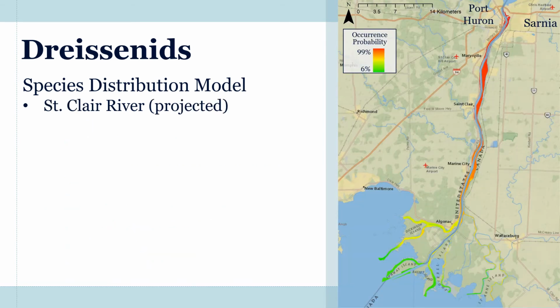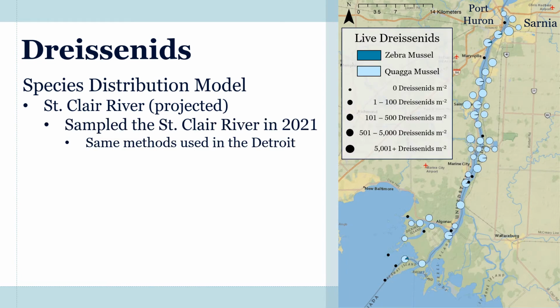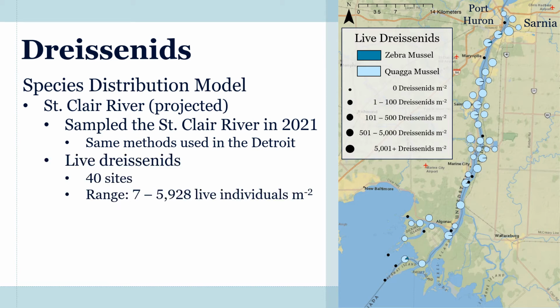Next, I projected the Dreissenid species distribution model to the St. Clair River, and it predicted a high probability of Dreissenid occurrence in the upper reach of the river. To validate the model, we surveyed the St. Clair River in summer of 2021, using the same methods that we used in the Detroit. Of the 51 sites surveyed, 40 of them had live Dreissenids.